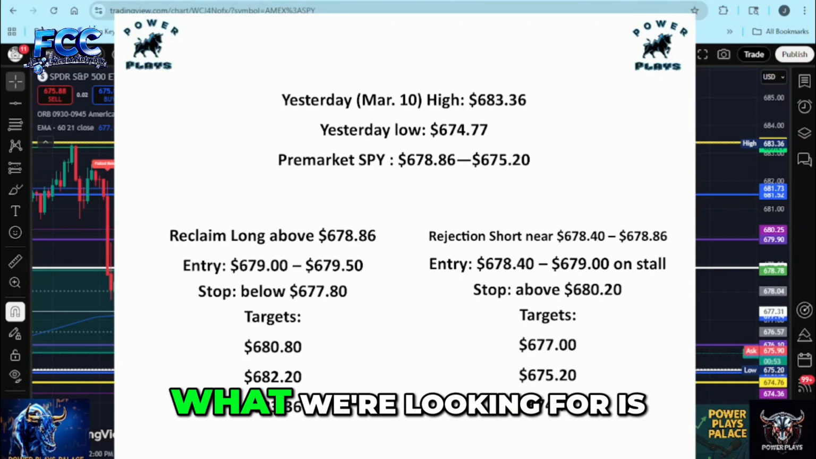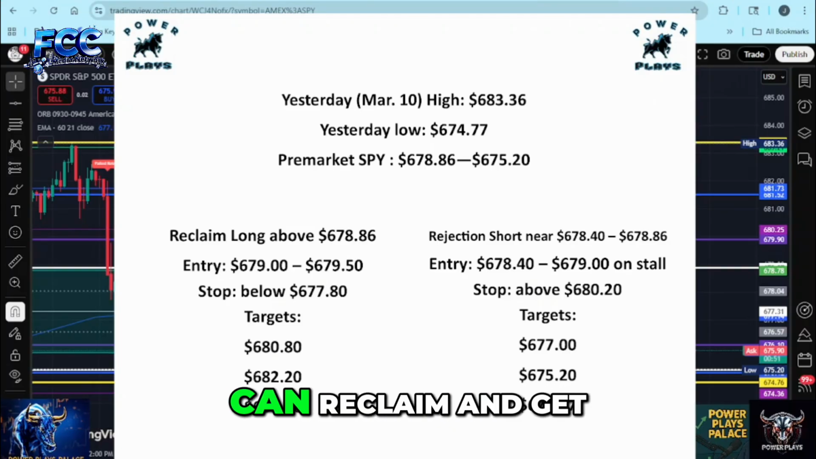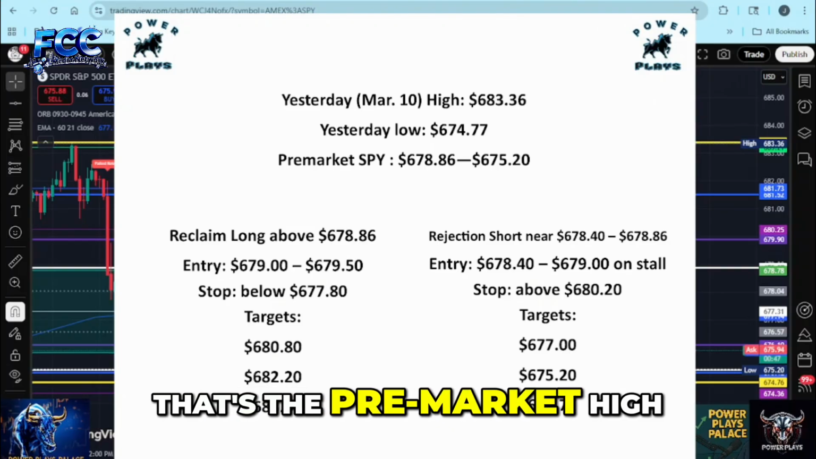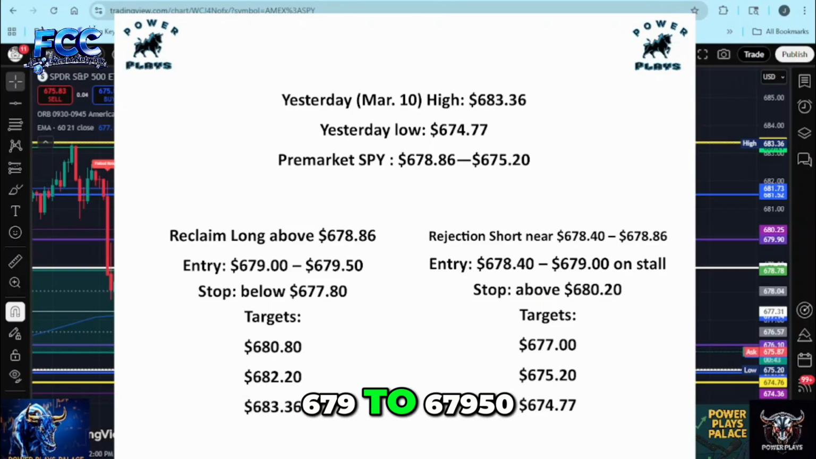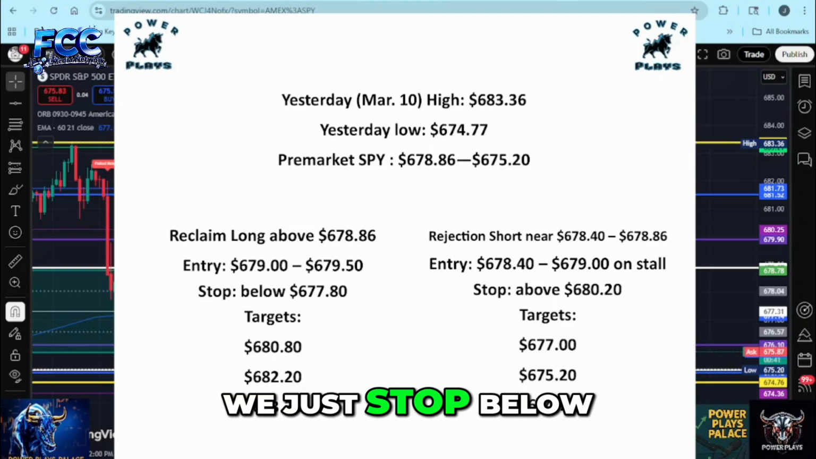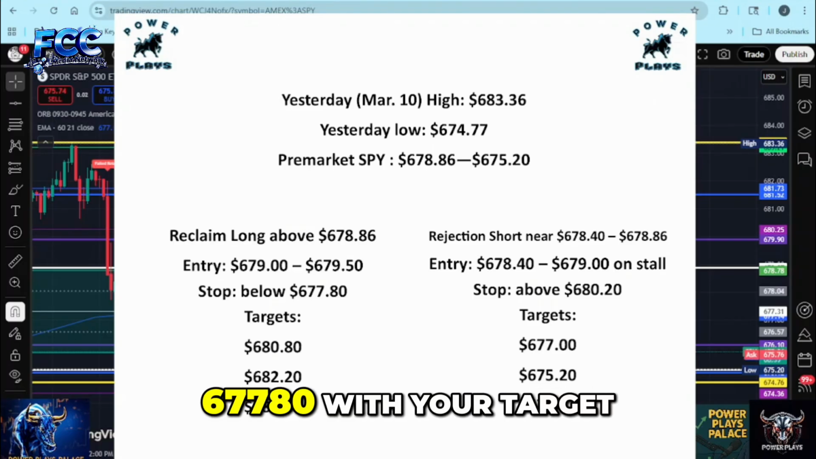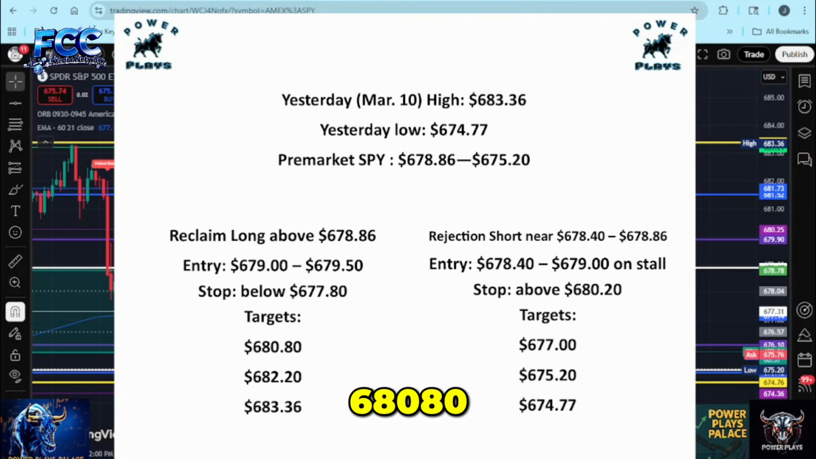And so what we're looking for is SPY to reclaim and get above that 678.86. That's the pre-market high right now. You want to enter around 679 to 679.50 with your stop below 677.80, with your targets at 680.80, 682.20, and 683.36.